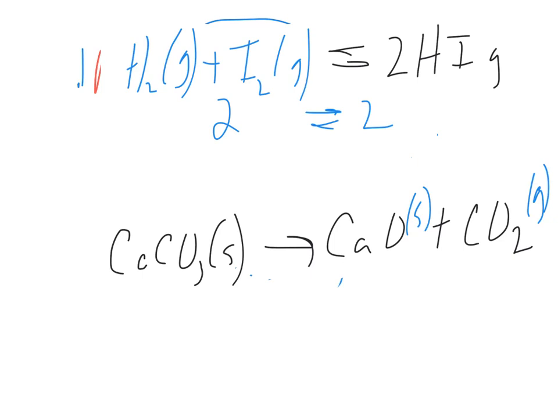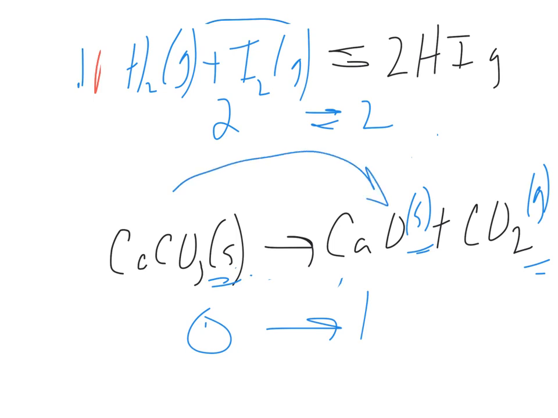The bottom one, and this is what's really tricky, is you got to pay attention to the phases. There's only gas molecules on the right, so there are 0 gas molecules on the left and 1 gas molecule on the right. So increasing the pressure by decreasing the volume should cause the reaction to shift to the right.